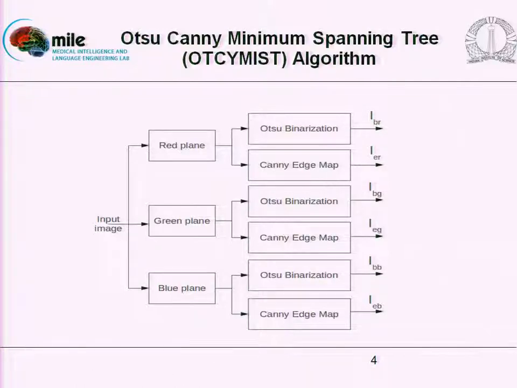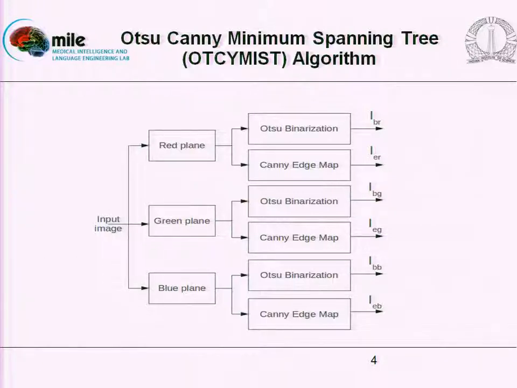This is the Otsu, Canny, minimum spanning tree pipeline. This is the first part of the algorithm. A born digital image is provided. It will be in the color plane, which consists of red, green, and blue planes. As I was working on grayscale, I split it into three parts instead of averaging all the RGB, and I processed them with two different methods: Otsu binarization and Canny edge map.